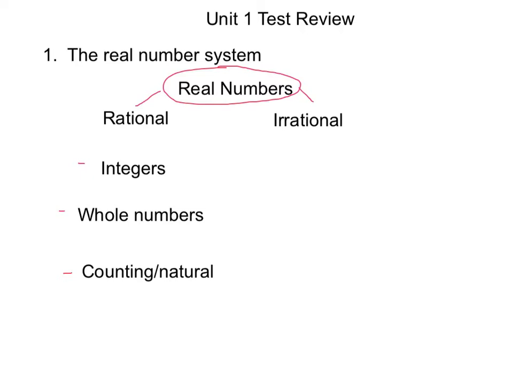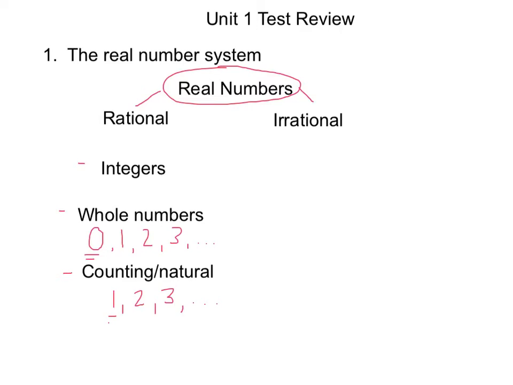So let's start at the bottom with counting or natural numbers. Counting and natural numbers, think of when you were a baby and you first started to count. You started counting with 1, hopefully. Maybe you started with 0, but most babies start with the number 1. So these are whole numbers greater than 1. The difference between counting and whole is that whole numbers include 0. So 0 is a whole number, however, it's not a counting or natural number.